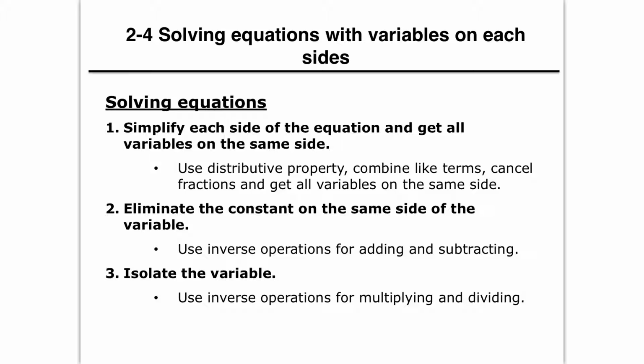So step number two, you want to eliminate the constant on the same side of the variable. So we are going to use the inverse operations for adding and subtracting. And step number three, you must isolate the variable. And to do that, we are going to use the inverse operation for multiplying and dividing. Remember that the goal is to get the variable by itself. So that's what we want. We want x or the y or p or m, whatever variable you guys have, by itself.